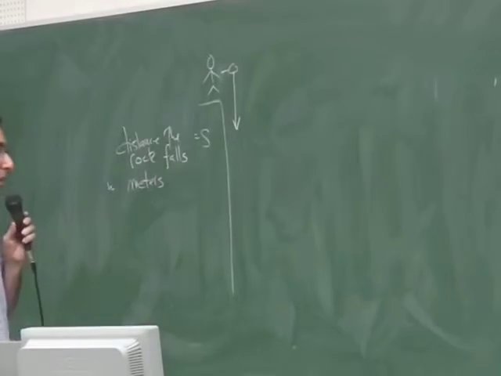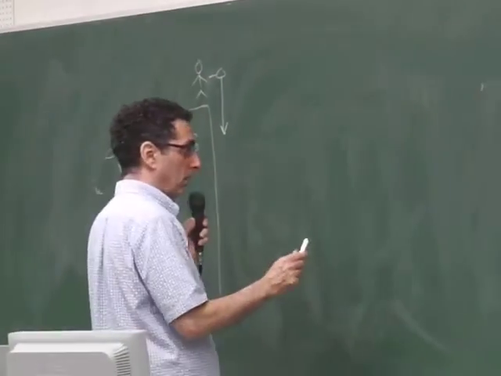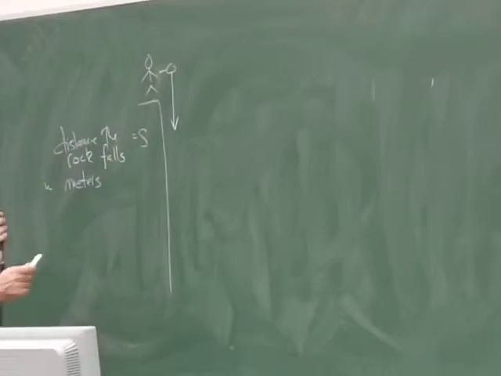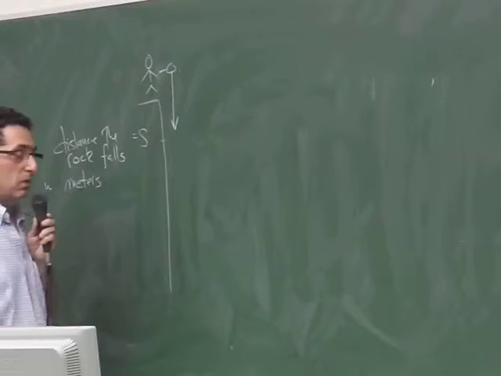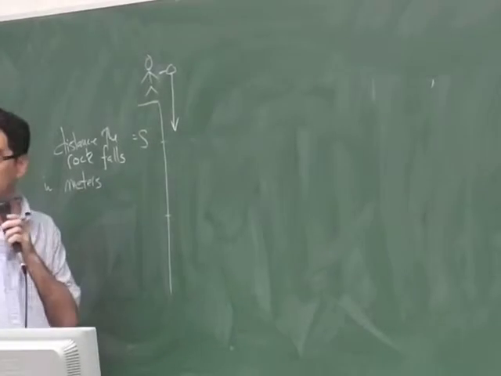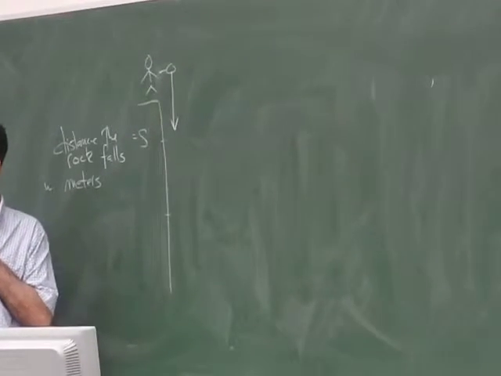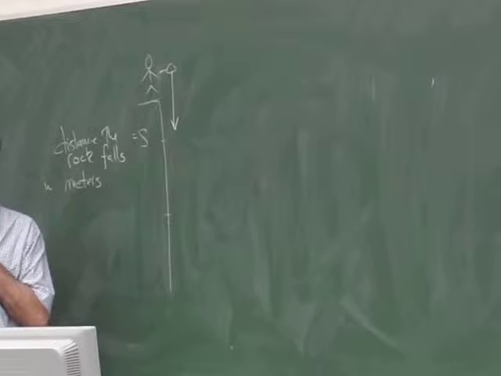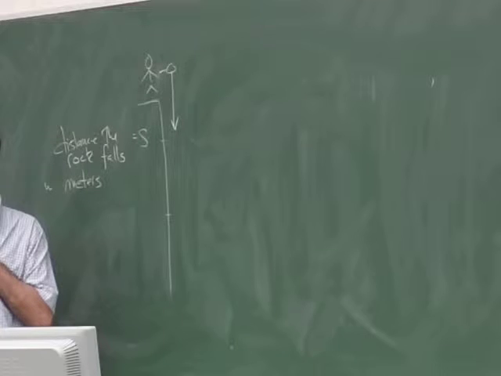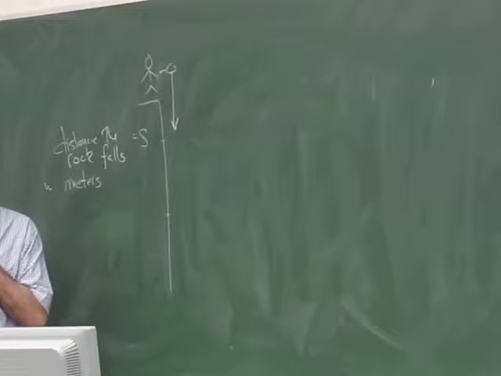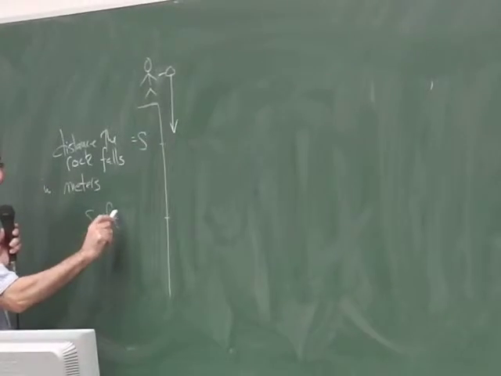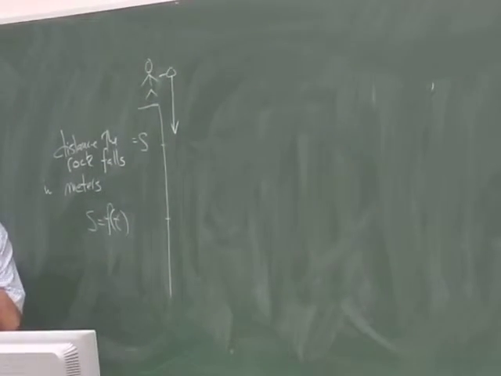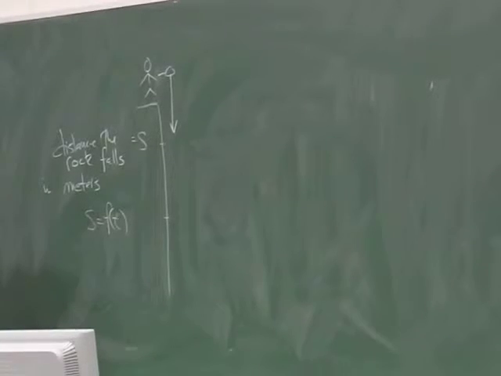Okay? So, after 1 second, maybe it's fallen to there, and after 2 seconds, maybe it's fallen to there. And after 3 seconds, it's fallen further. So the distance that it's fallen, s, depends on t, right? So we should write, s is a function of t. So s depends on t.